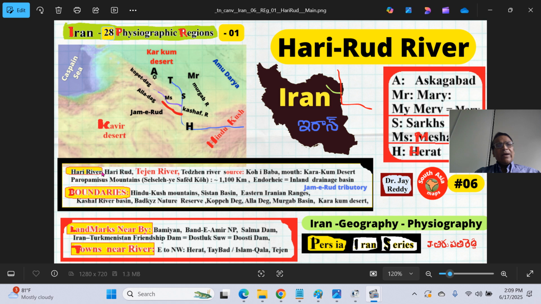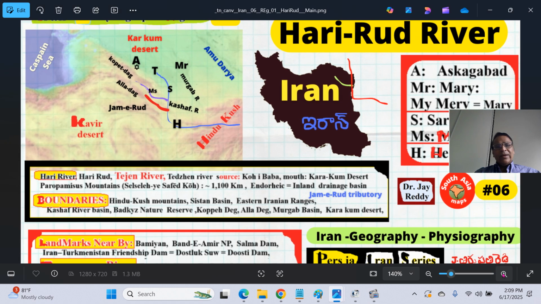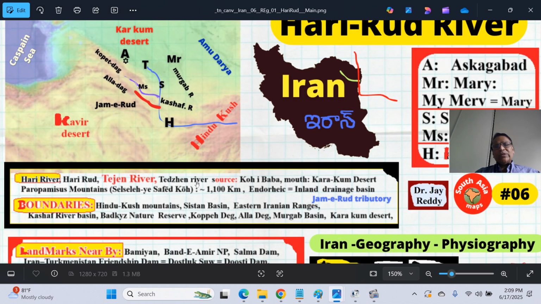Tezen River, Harirud River, and its source is a mountain called Koi Baba in Durania, Afghanistan. Ko means again the Persian word for mountains. Essentially, that is a part of the famous Hindu Kush mountains that divide Afghanistan into northern Turanian land, southern Tajiki and Pashtuni lands. Hindu Kush means Hindu killer.